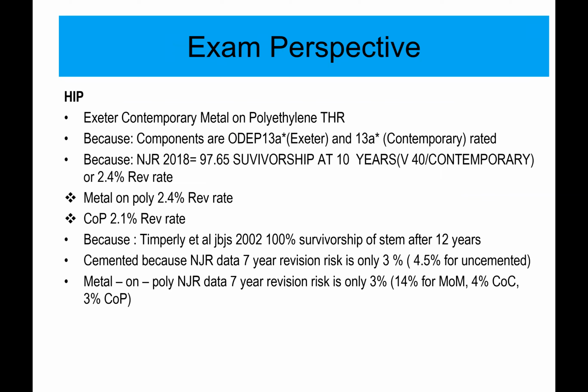This is something a colleague made for me for my exam last year. So if you get a primary hip case and the examiner asks what implant will you use, this is what you have to describe. You will say Exeter contemporary metal on poly. Why? Because it has an ODEP rating of 13A-star, that means 13 years and high evidence. And the NJR has 97.65 survivorship and 2.5 or 2.4 revision rate.